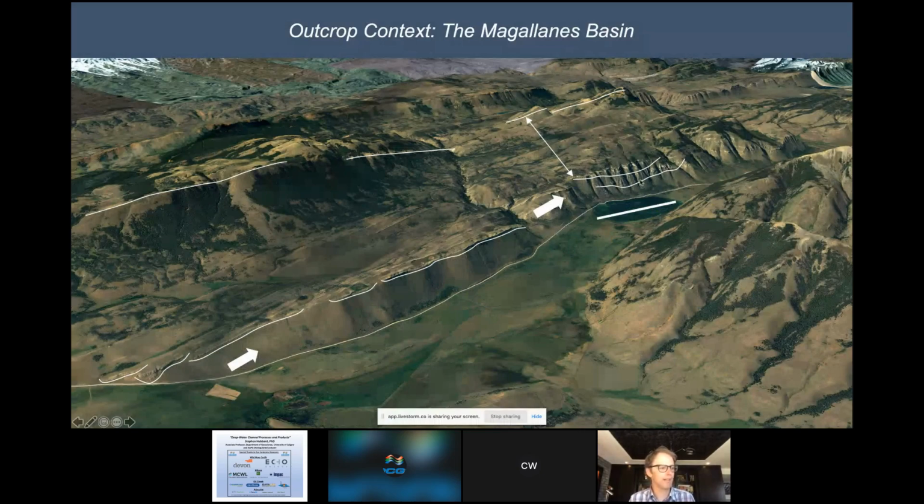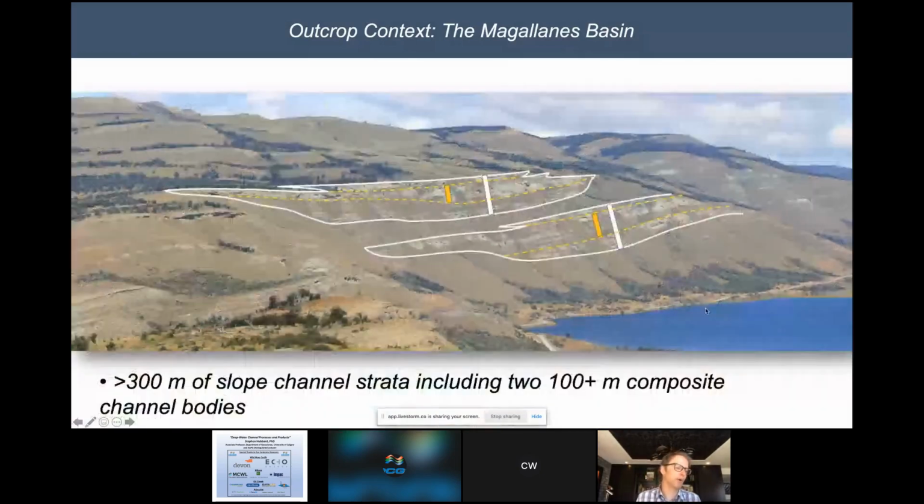And so if I take that next image, there's the lake on the lower right, Laguna Figueroa. You can see a highway along the side of that lake, and up on the hill slope, you see 2 what I'd call composite channel bodies. These are those slope system channels. And the white rectangle here, the lower channel body is about 130 meters thick, and the one in the upper left is about 110 meters thick. So these are composite features. And overall, we're looking at over 300 meters of channel stratigraphy.